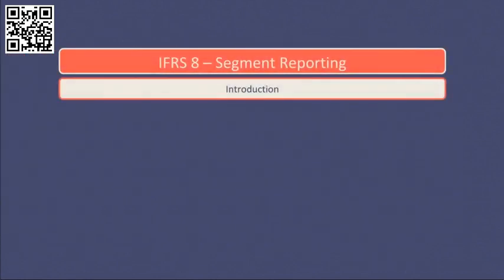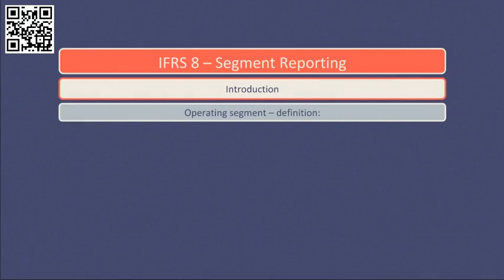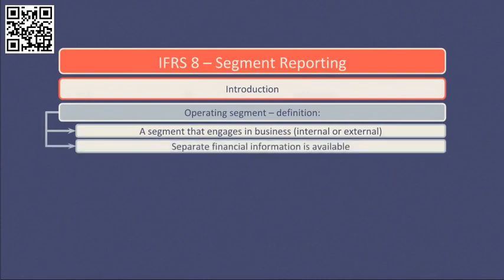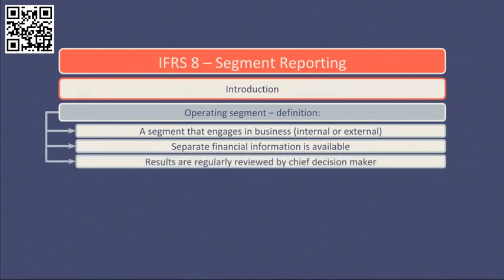The standard defines an operating segment as a segment that engages in business. This can be internal or external. If the person preparing the financial statements considers it important, then it should be important for the users of those financial statements. When looking at an operating segment, separate financial information is available. The results are regularly reviewed by the chief operating decision maker. This shows the segment's importance.